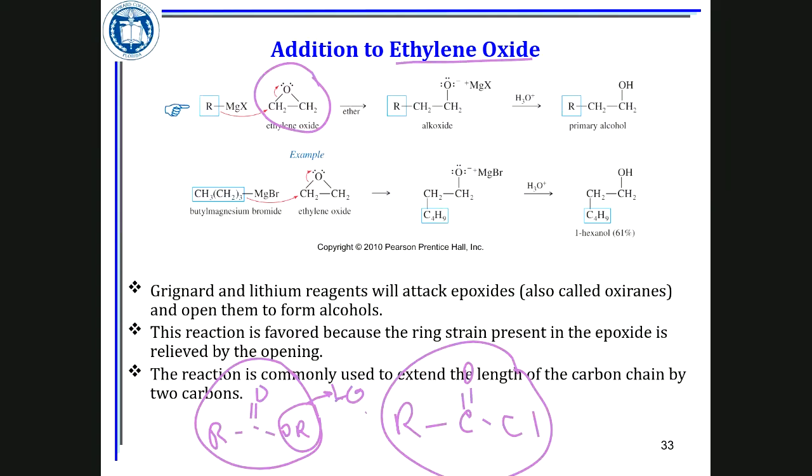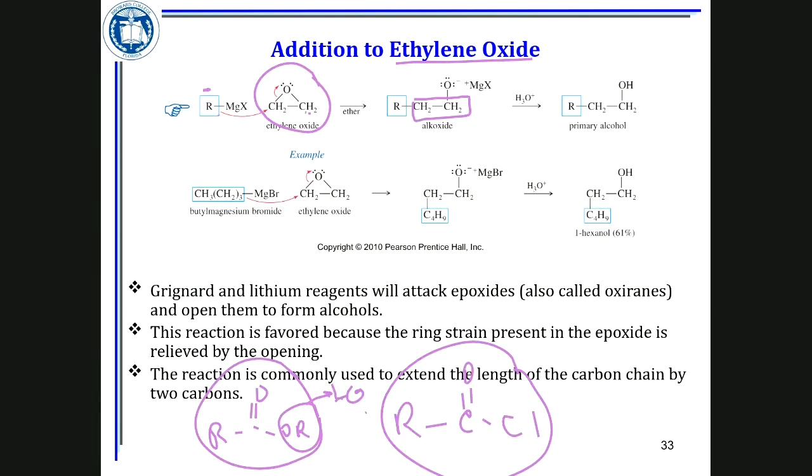But what's the difference between ethylene oxide and formaldehyde? For ethylene oxide, you get addition of 2 carbons. For formaldehyde, you get addition of 1 carbon only. If you look at the mechanism for this reaction, the Grignard with the negative charge on the carbon is going to attack one of these 2 carbons. And if it's symmetrical, it doesn't matter which one.